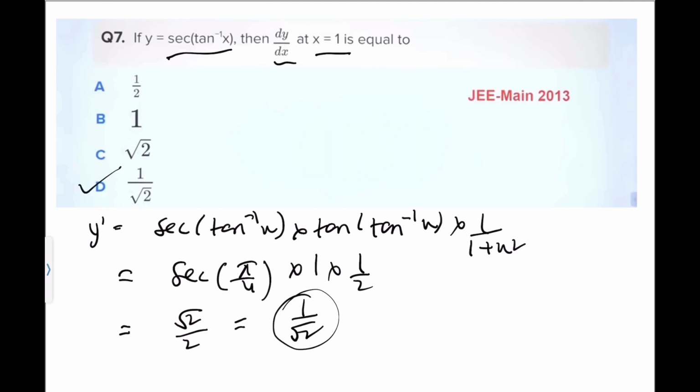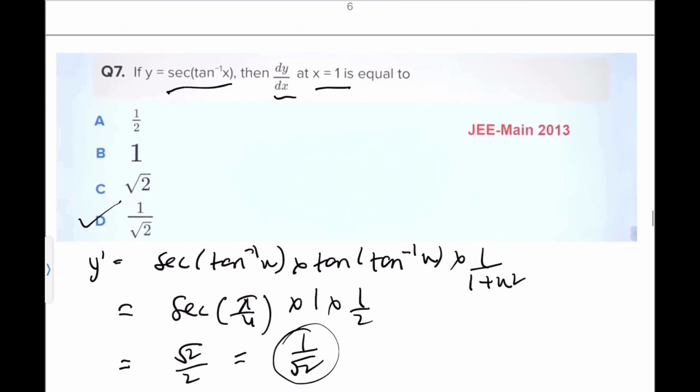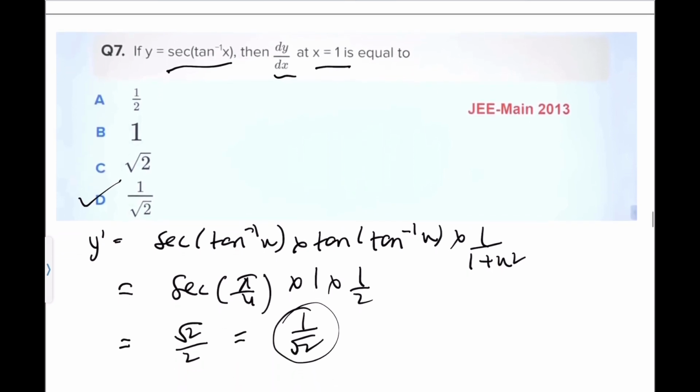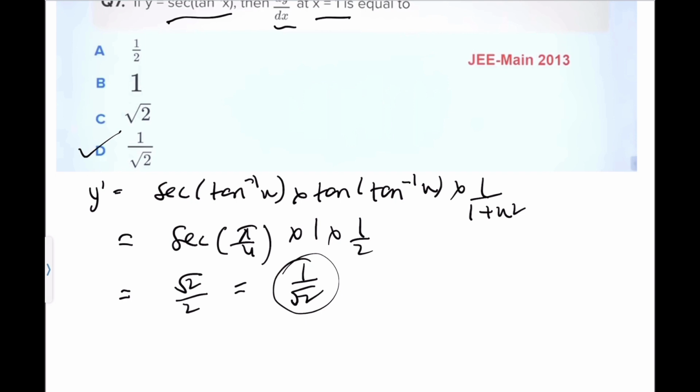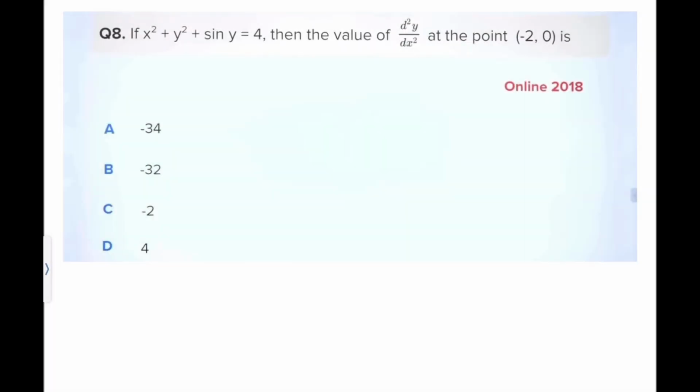Option number D. Listen, the questions we have done till now, like the previous 5 questions, and these questions and the upcoming questions, are easy. They are just based on the basic differentiation rules of chain rule, product rule and so on. So if we have those concepts in our mind, we will easily be able to solve the rest of the questions. Alright, coming to the 8th question.